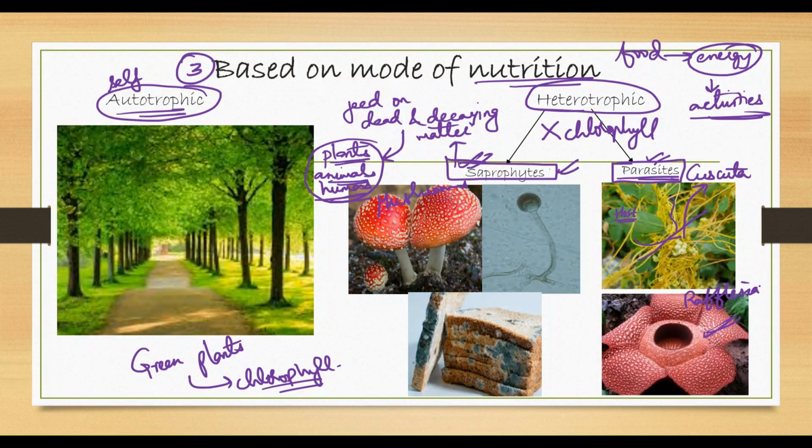Like, can you see here a slice of bread and there is mold present? Rhizopus. These are saprophytes. So, based on mode of nutrition, plants can be classified into autotrophs, all green plants, and those plants which depend on other plants are said to be heterotrophs. In heterotrophs also, they are placed under parasites, while those plants that feed on dead and decaying matter are kept under saprophytes.